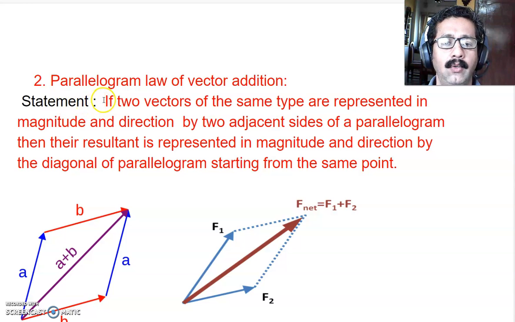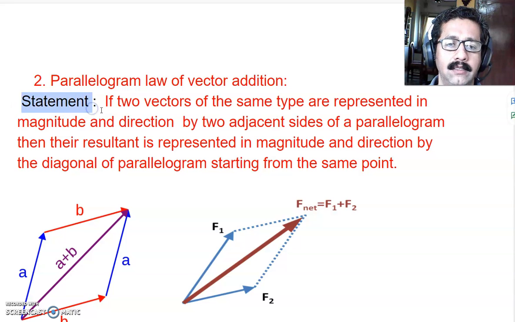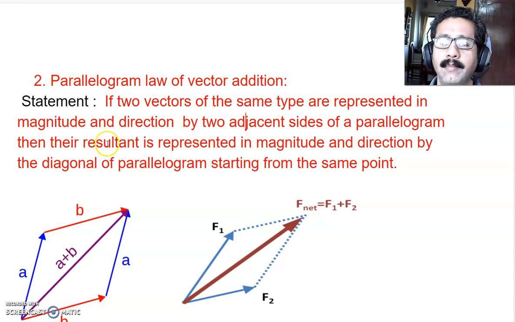First of all, let's look at the statement of the parallelogram law of vector addition. It says that if I have two vectors of the same type which are represented in magnitude and direction by two adjacent sides of a parallelogram, then the resultant is represented in magnitude and direction by the diagonal of the parallelogram starting from the same point.